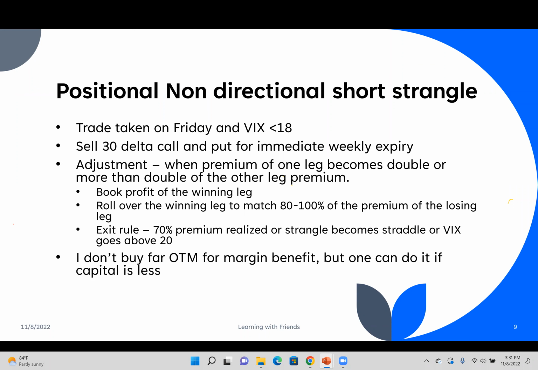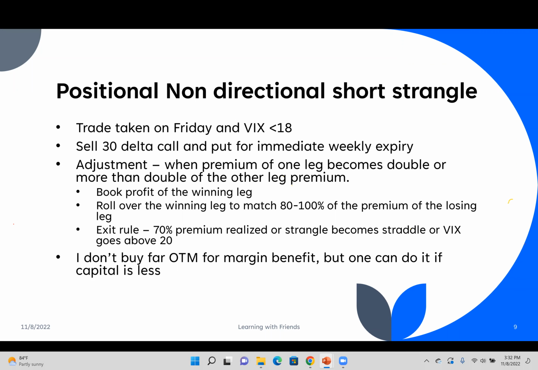In this, you can also get the margin benefit by buying a far OTM. So let's say you are selling a 40 rupees put, you can buy a 5 rupees put or 6 rupees put. Okay. That will reduce your margin requirement. I don't do it because the capital is kind of little high and that increases my risk because the quantity becomes too big, right?